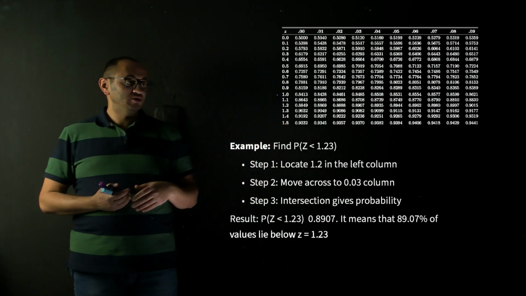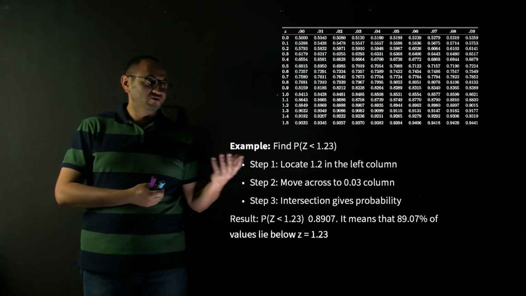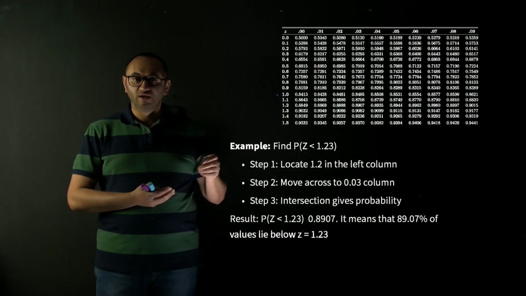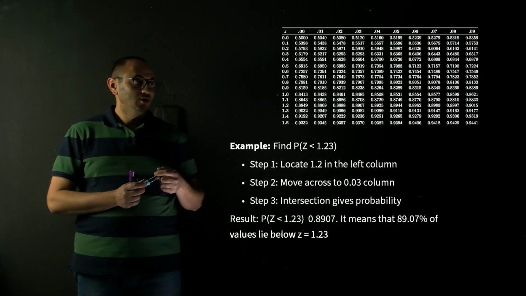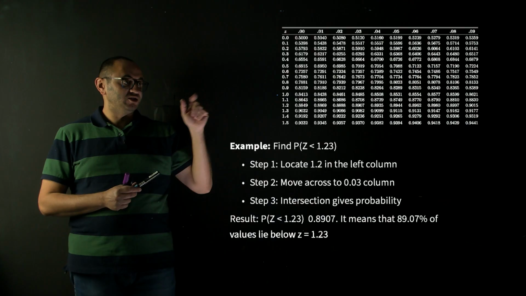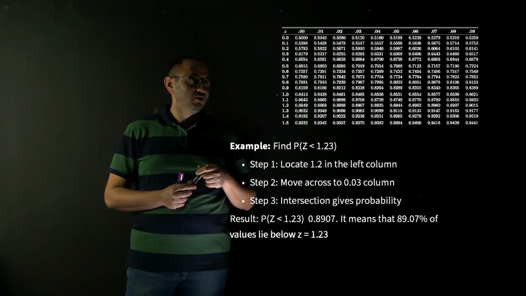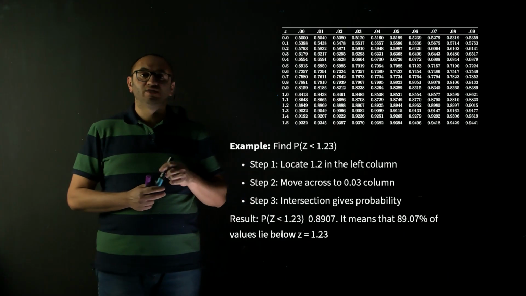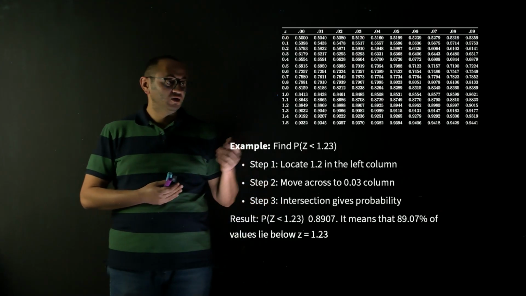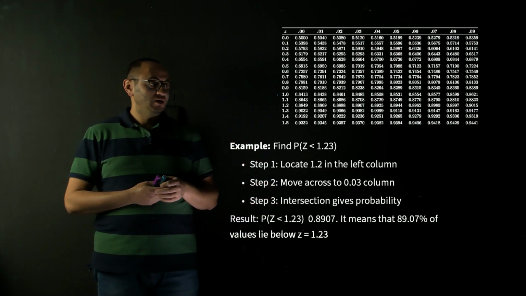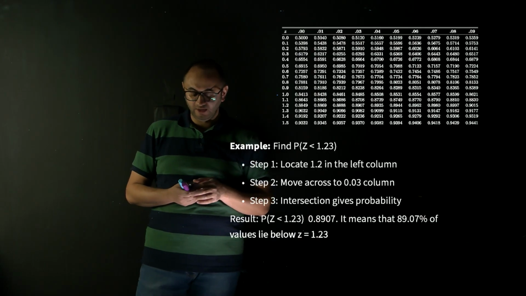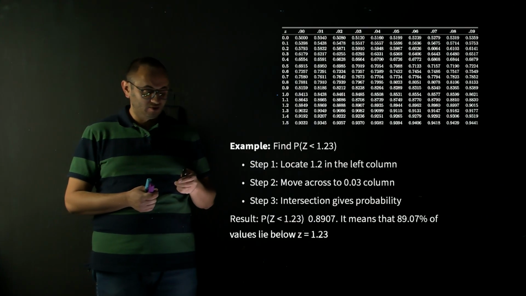To answer this question, very similar to what we did in the previous slide, you have to locate 1.2 in the left column, right? And then you have to move across to the first decimal place, which is the 0.03 column, and the intersection gives us the probability below 1.23. So the answer is 89.07%. This is the total area or the total probability below the number.